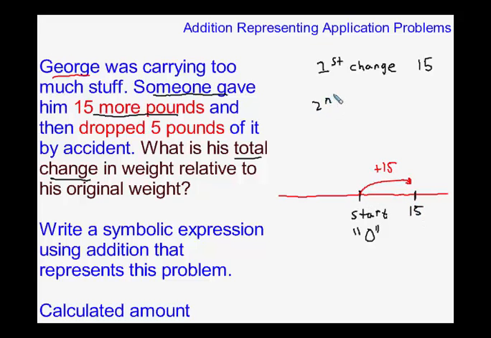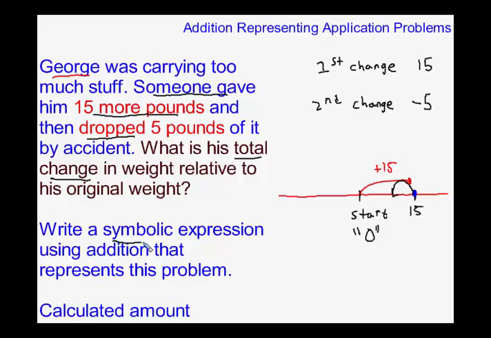The second change that occurred, I'm going to think of as negative, and this is because what he was carrying got lighter because he dropped 5 pounds. We didn't add to the amount of weight he was carrying. We decreased the amount of weight he was carrying because of his accidental dropping of 5 of the pounds. So I'm going to think of the change as negative. So if you're at 15 on the real number line, that would be here. And you change by negative 5, meaning you decrease by 5. That would be 5 units back this way.